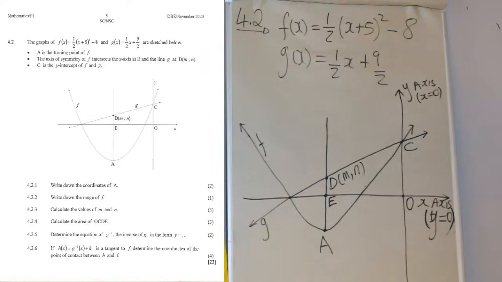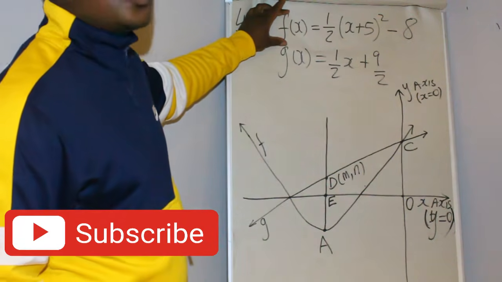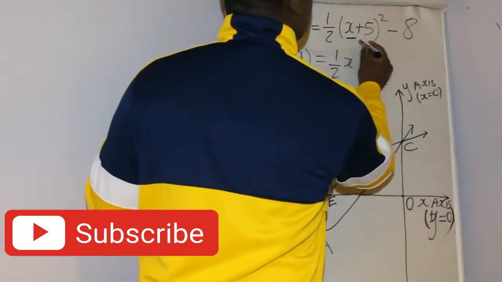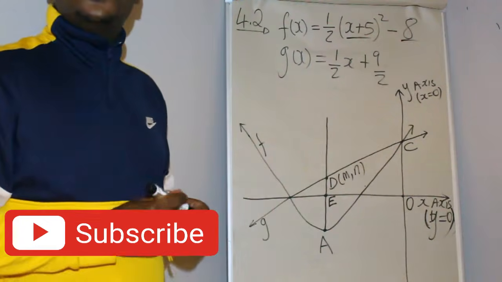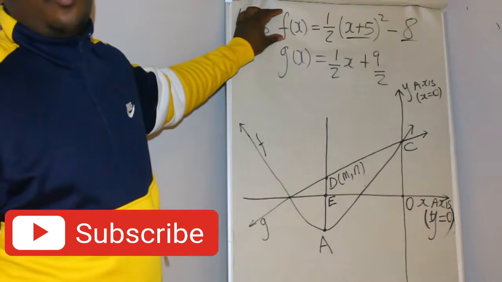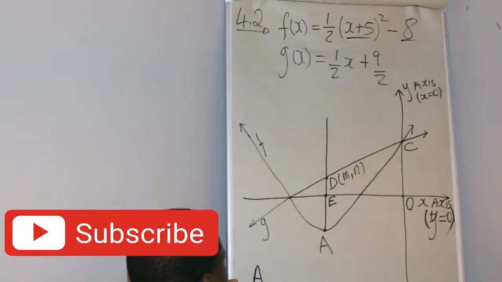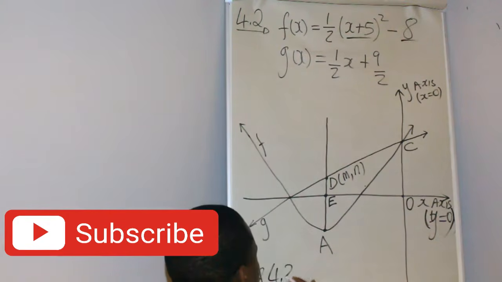Write down the coordinates of A. That is the first question, 4.2.1. Write down the coordinates of A. So, you know this function is a parabola. We are going to find the coordinates of A on this function here. Since it is in this form, it's easy to find these coordinates. It's just this part and that part, like we did with the equation of the asymptotes, if it is in this form.